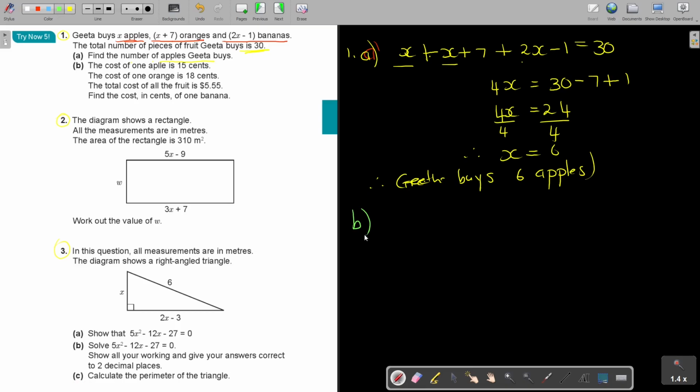Number B. The cost of one apple is 15 cents. The cost of one orange is 18 cents. And the total cost of all the fruit, and now it's in dollars. Okay, so let's just start.